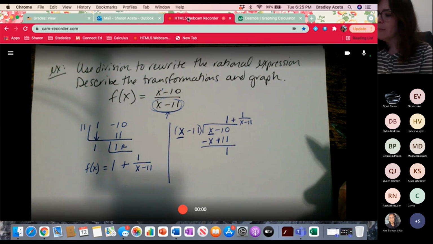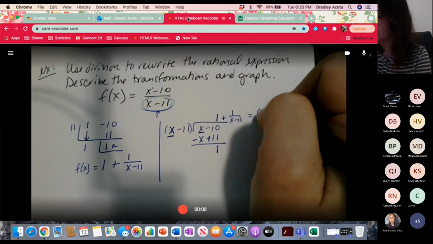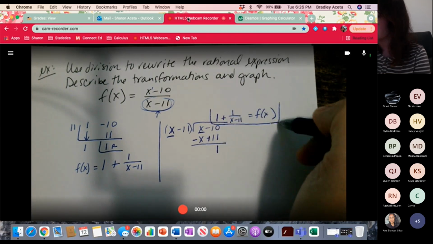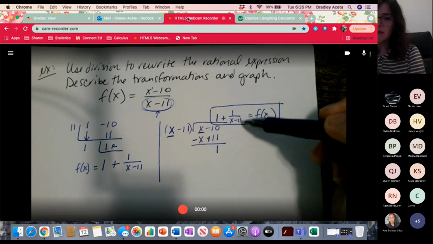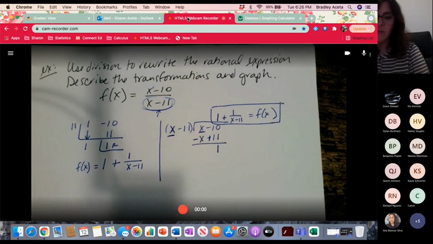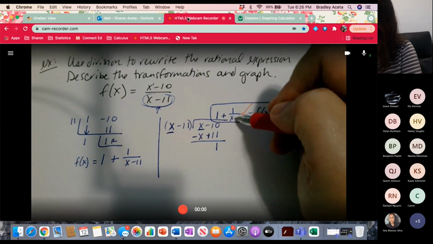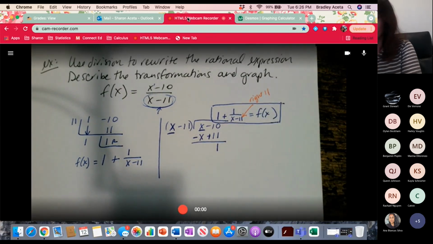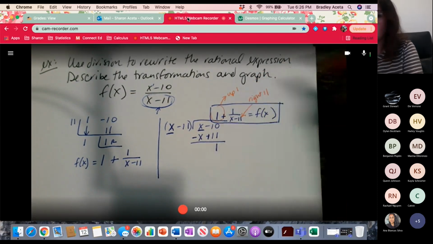And so now, how do we graph that? What does that mean? Remember, this is our function now. So let's talk about this function. Well, if I'm inside the parentheses, I go right or left, so I'm going to go in the opposite direction. So it looks like negative 11, but I'm going to go right 11. If I'm outside the parentheses, I go up or down. So this is going to go up 1.